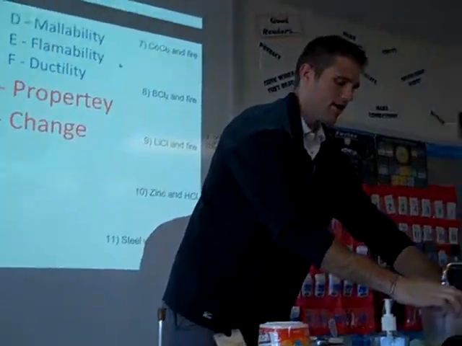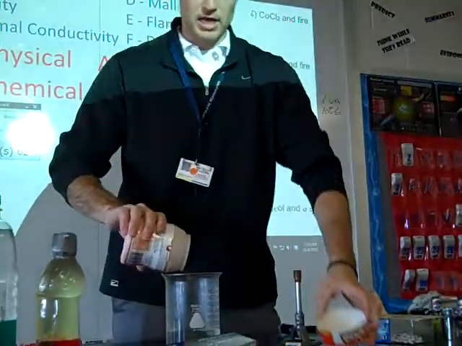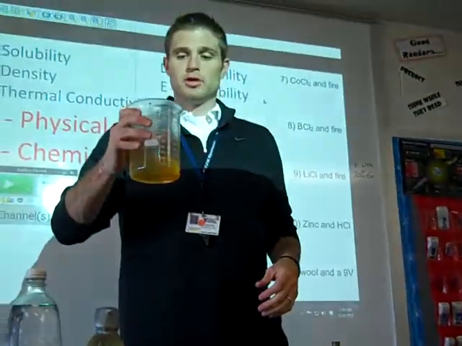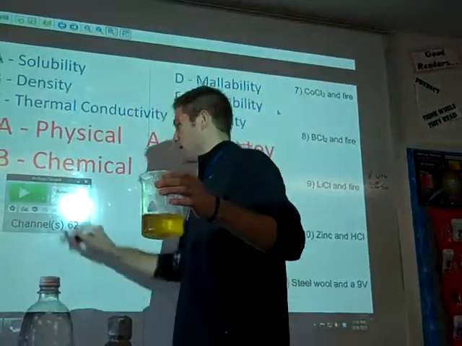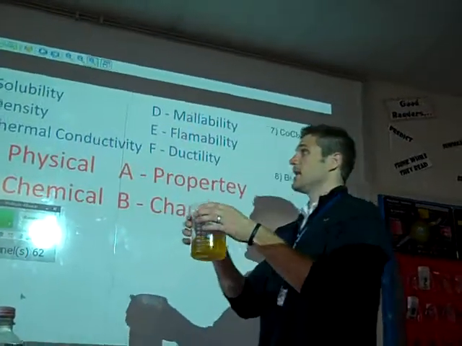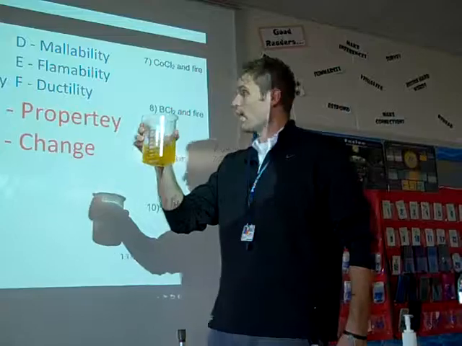Okay, so I have water, I have some Tang. What I'm going to do is pour some Tang in here and mix it up a little bit. When I do that, I want to know, what word is this describing right here? Is this describing A, solubility, B, density, C, thermal conductivity, D, malleability, E, flammability, or F, ductility?